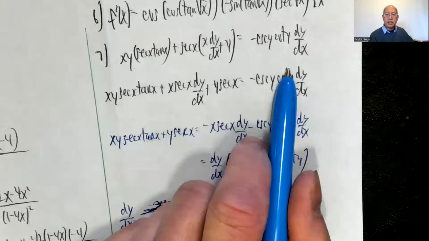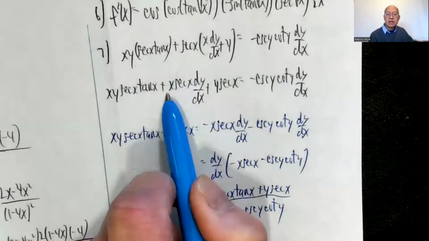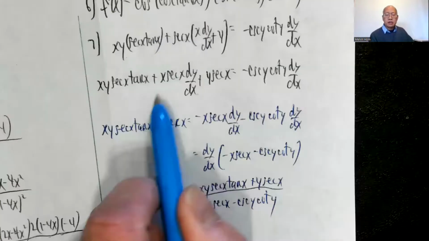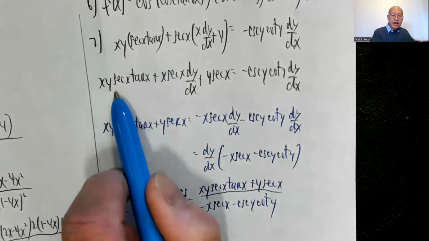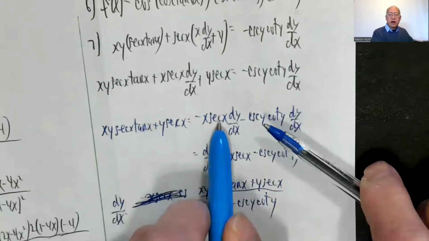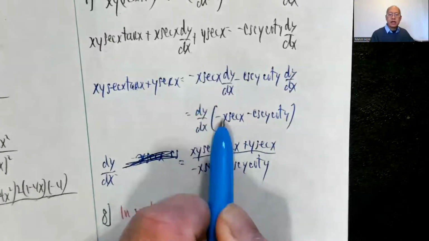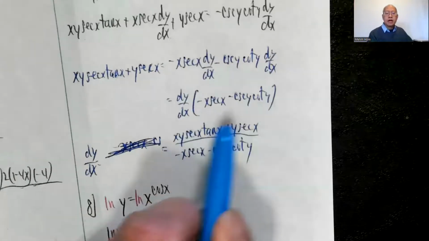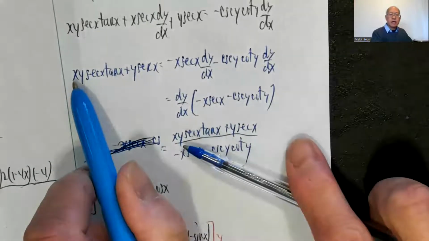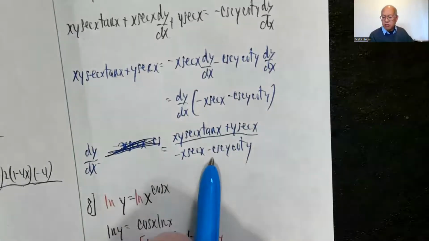Now get all the dy dx's together. So first we distribute, that stays the same, but this is x secant x dy dx plus y secant x. So I'll subtract that over to the right-hand side. So the left-hand side does not have any dy dx's. It has that and that, leave that alone. But this side is negative x secant x dy dx minus cosecant y cotangent y dy dx, factor out the dy dx. I have negative x secant x minus cosecant y cotangent y. Divide both sides by this. And so your answer is the numerator, xy secant x tangent x plus y secant x, divided by this factor, negative x secant x minus cosecant y cotangent y.